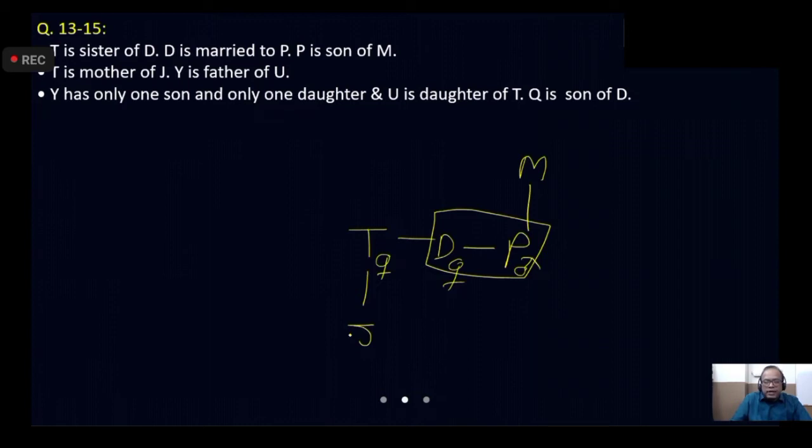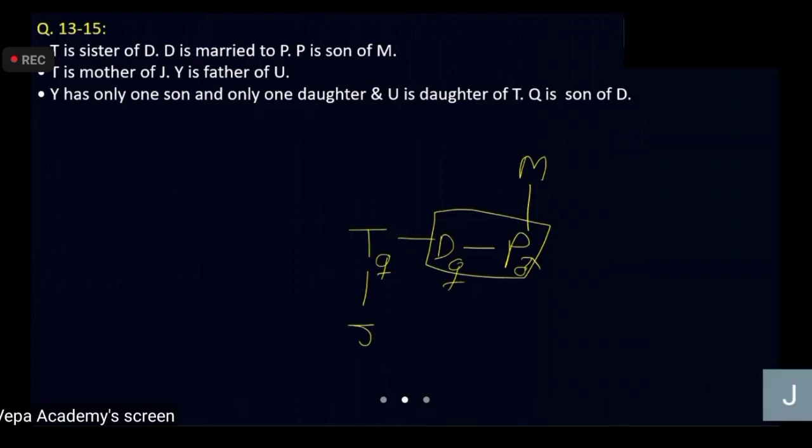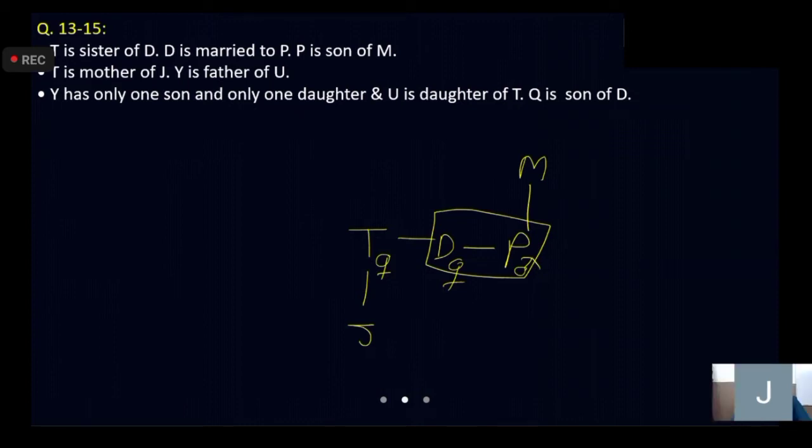Y is father of U. Y is not there, U is not there, so we cannot use this piece of information right now. We keep it, okay, please wait. Y has only one son and only one daughter, fine. We do not have any reference of Y till now, so we cannot use him right now. We keep this piece of information also on hold.